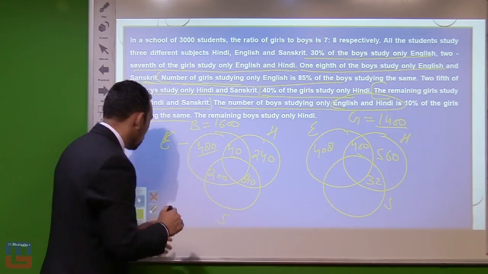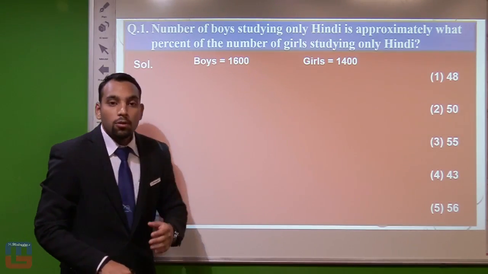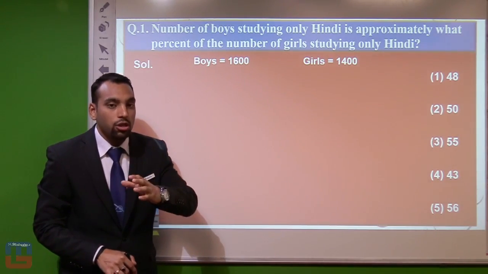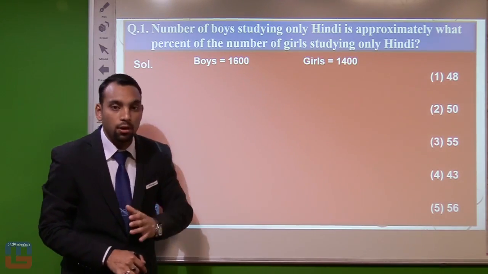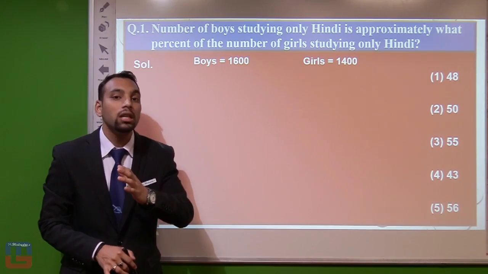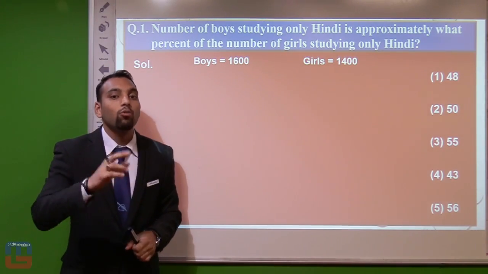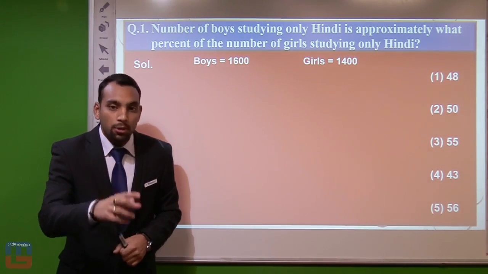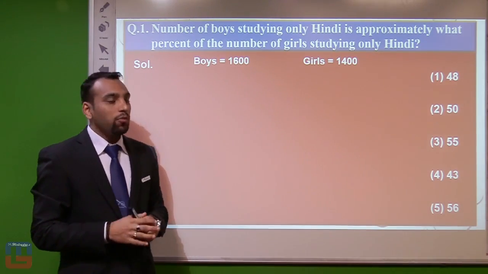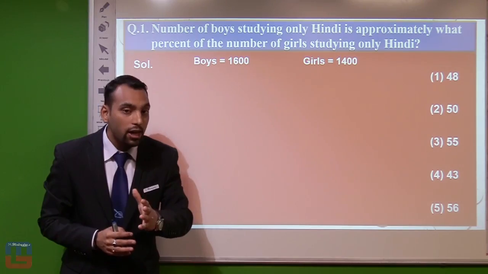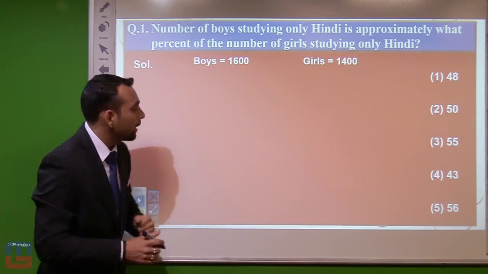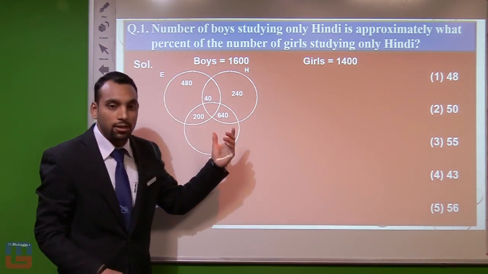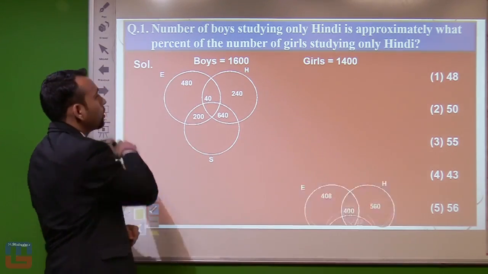Now let us see the first question from this Venn diagram. Now see the first question: the number of boys studying only Hindi is approximately what percentage of the number of girls studying only Hindi. So before solving these questions, we have the Venn diagram for the boys and for the girls.